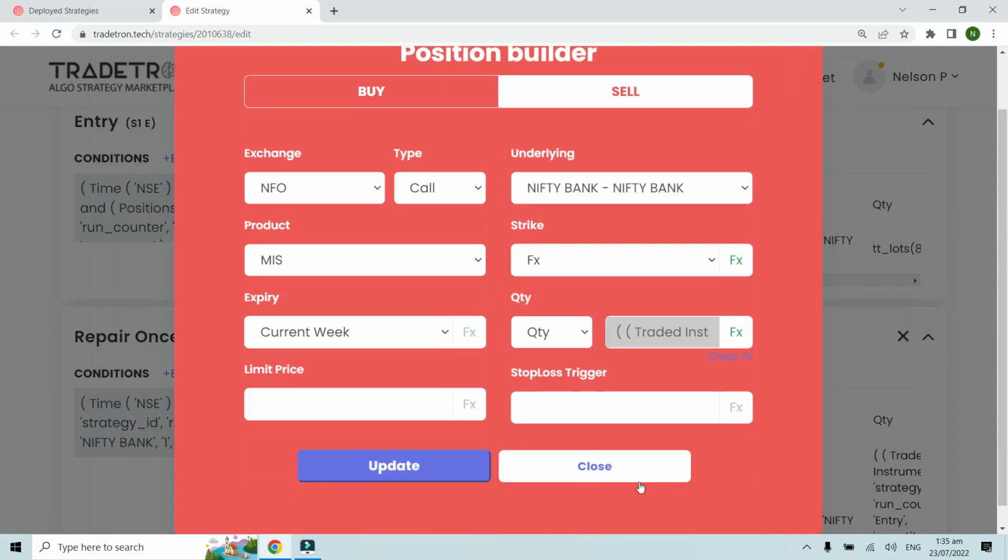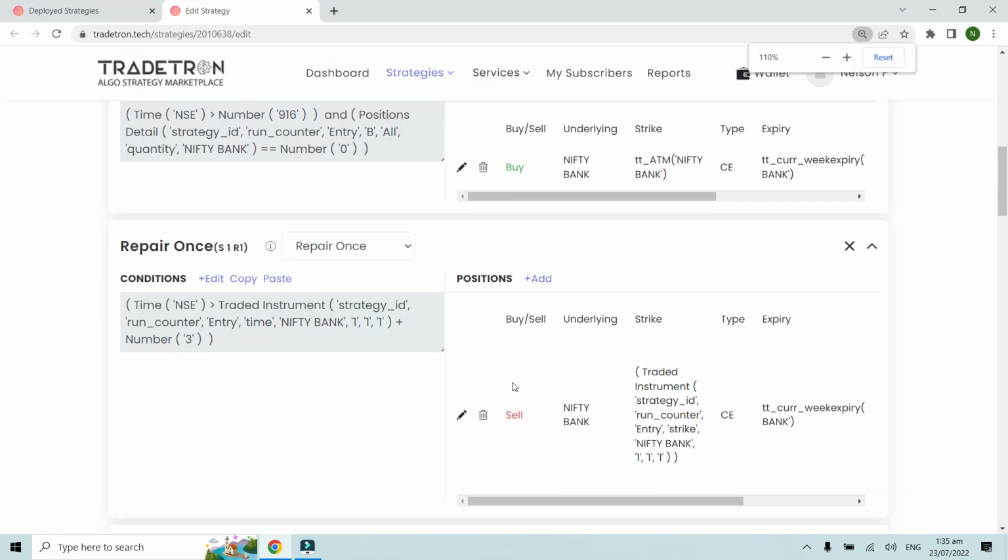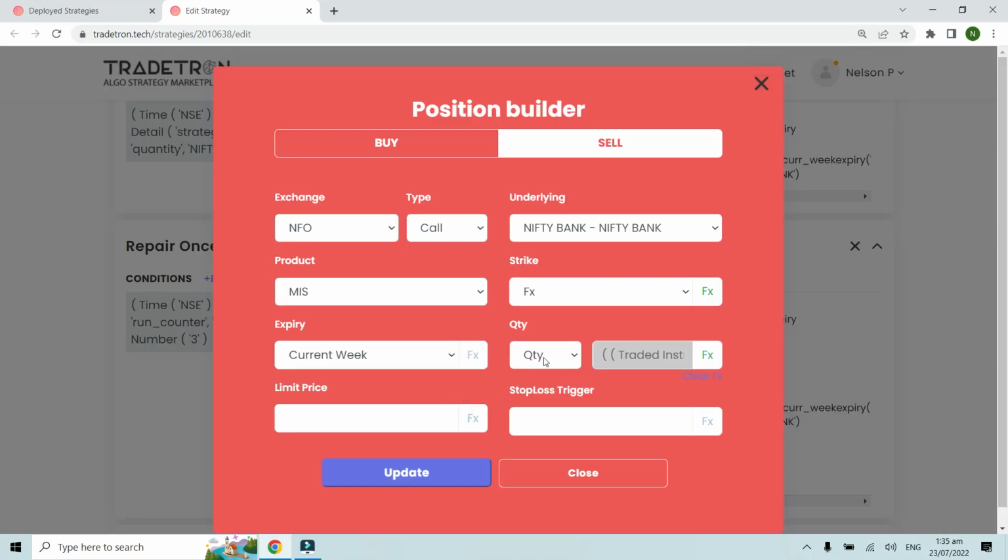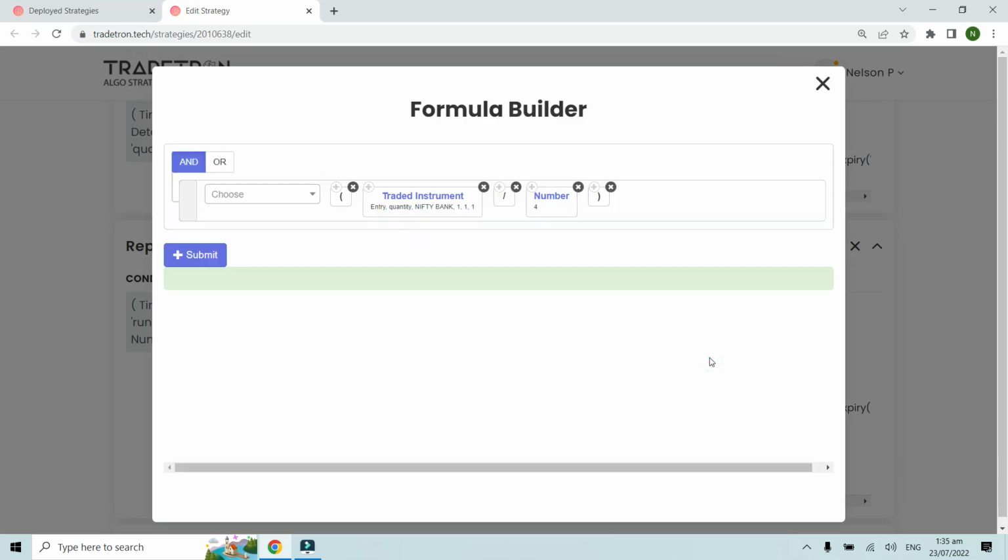In this case it's also important that you select this as quantity, not as lots or value. It should be quantity, and in that you should use quantity FX as the formula. Once you click on FX, you will get the option to build this particular formula over there.